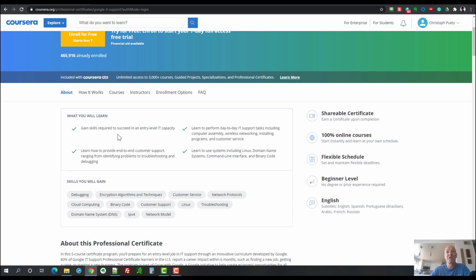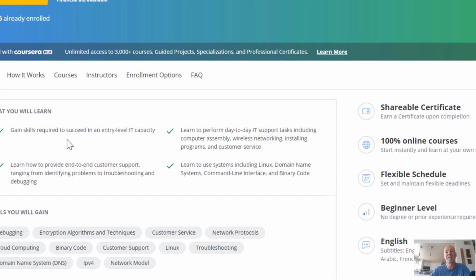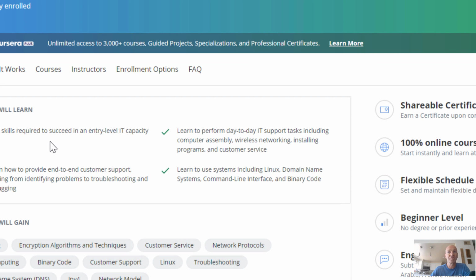Then here you can learn about systems including Linux, domain name systems, command line interface, and binary code. Well, this course is coming from Google, and this is really, I want to say, probably the foundation of the Google infrastructure on the back end. But of course, this is not just limited to using this at Google. You will have great skills after passing this course and learning everything to go into other companies.